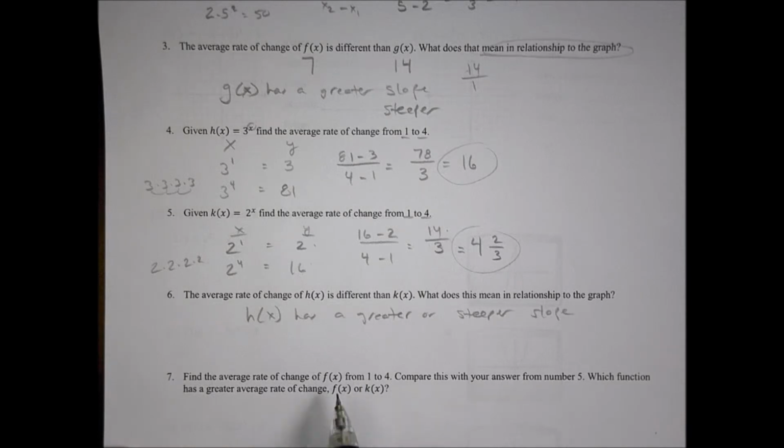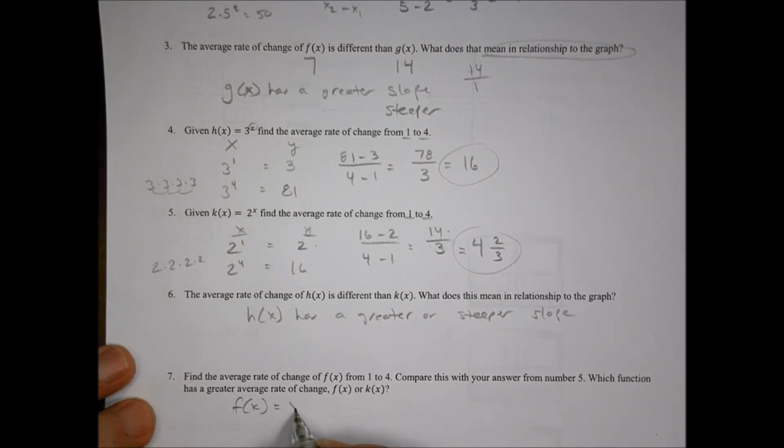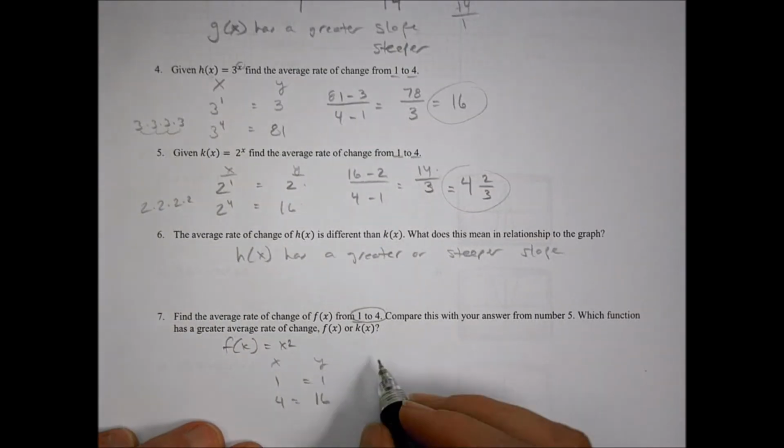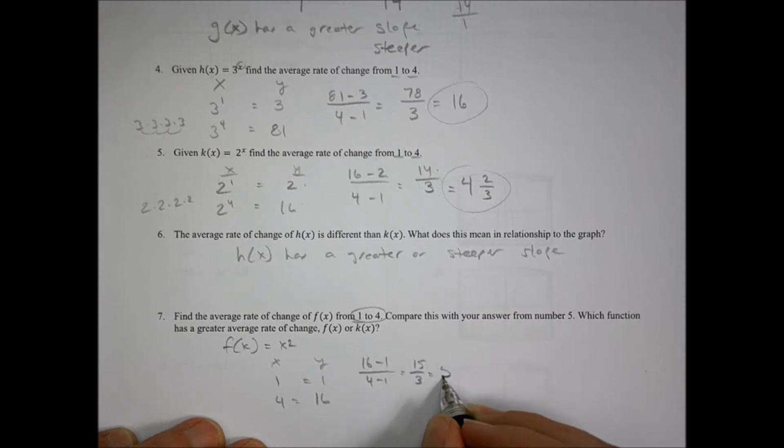Okay, it says find the rate of change for f of x from 1 to 4. So from the very beginning, f of x we said was x squared, and last time we did 2 to 5. From 1 to 4, what do we get? Here's x, here's y, using that one there. So when x is 1, you end up with 1. When x is 4, you end up with 4 squared, which is 16. As a rate of change for that first f of x, you do 16 minus 1 over 4 minus 1, which is 15 over 3, which is 5.